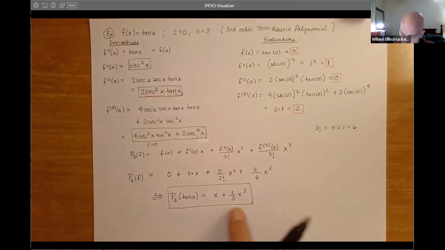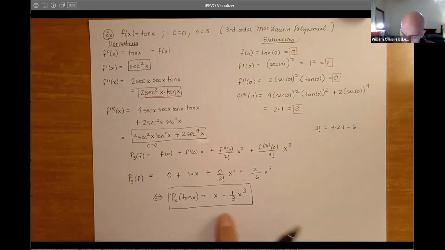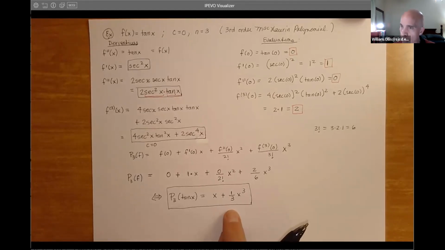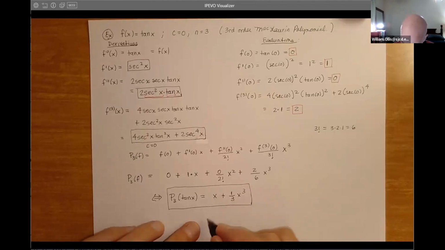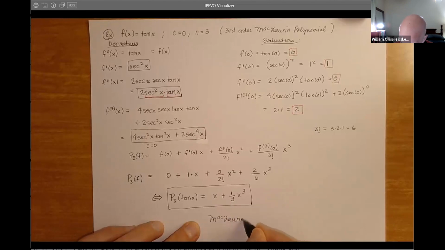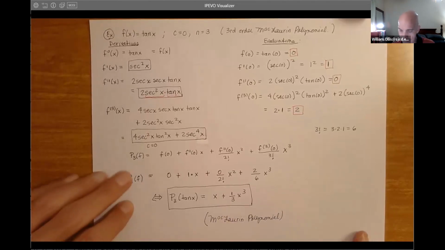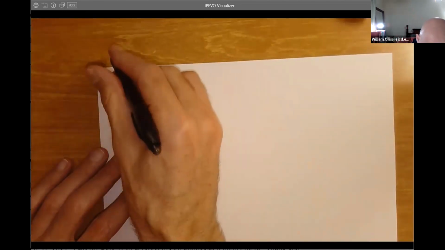So you're thinking, okay, if we extended this, would this pattern start to repeat? And it would, okay? So for tangent, we have this third degree Taylor, or actually Maclaurin polynomial. So let's just get some practice doing these and then we'll do some error estimates. Okay? The next one I want to do, we're going to change it up a little bit, will be the square root.